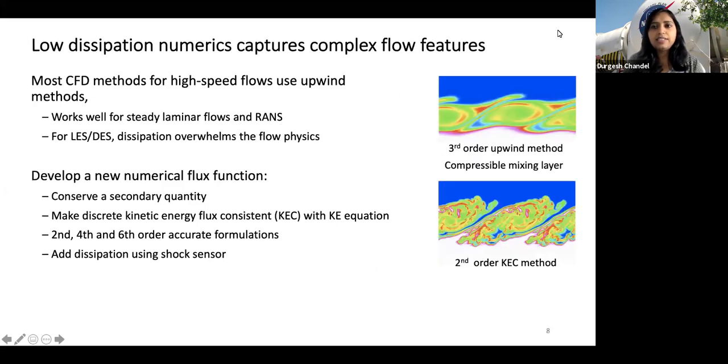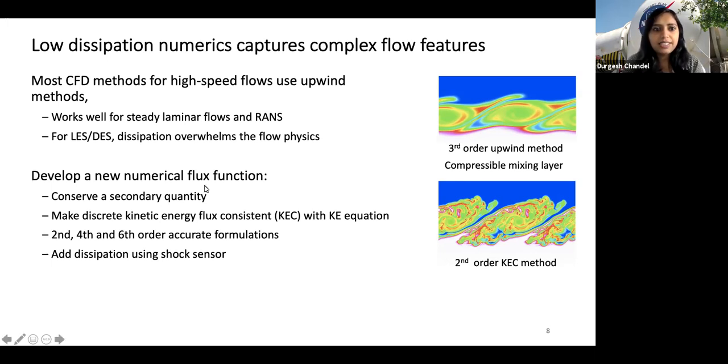Now I will highlight some of the differences it has from DPLR, which was the original code at NASA. US3D has low dissipation numerics. As I was mentioning earlier, we have high order fluxes. Most of the CFD methods for high speed use upwinding methods, which work well for steady laminar flows. But as the flow physics becomes more complicated, the dissipation and damping given by the upwinding methods is huge, so it washes out some of the key flow features.